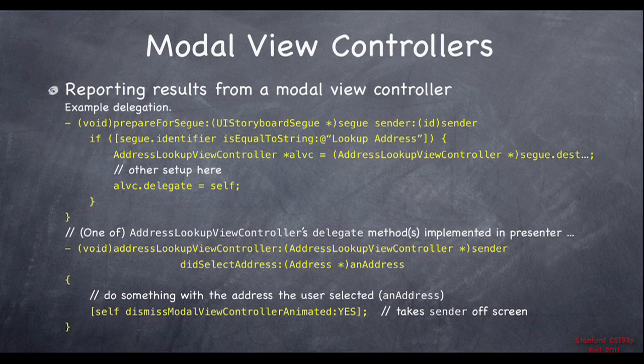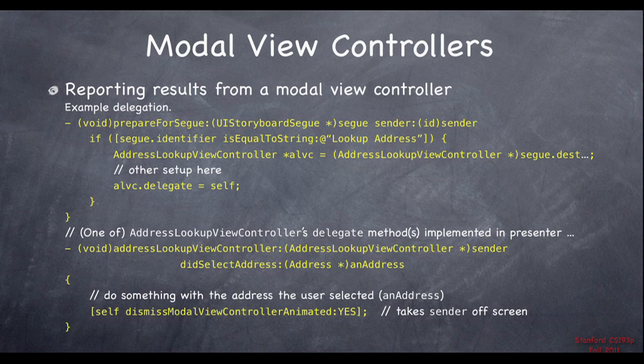So I'm setting myself as the delegate. This is in prepare for segue. Okay, the segue goes on and happens. The address guy, blah, blah, blah. Someone chooses something. They click OK. Then this other message, which address lookup view controller invented, its delegate method, sends address lookup view controller did select address, sends this back to me. And I do something with that address.